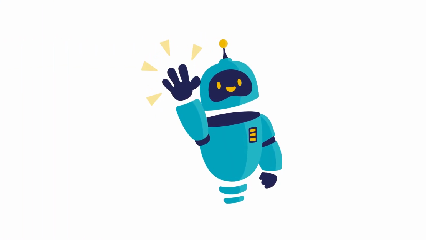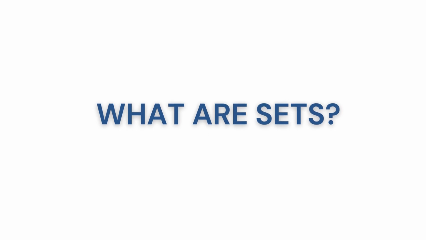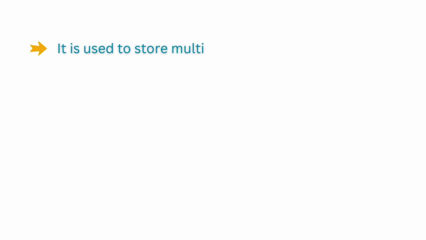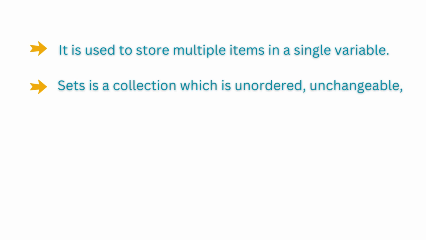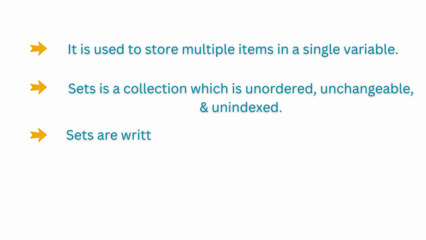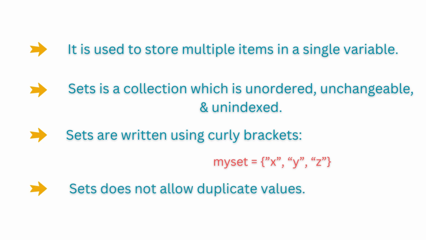In this video we will learn about sets, another built-in data type in Python. So what are sets? It is used to store multiple items in a single variable. It is a collection which is unordered, unchangeable and unindexed. Set items are unchangeable, but you can remove items and add new items, and sets are written with curly brackets. For example, myset equals {x, y, z}. In sets, duplicates are not allowed.